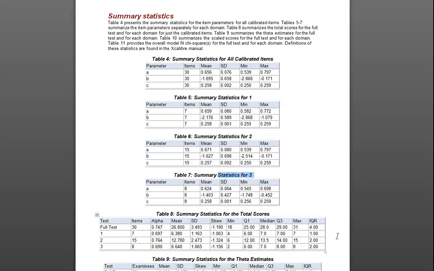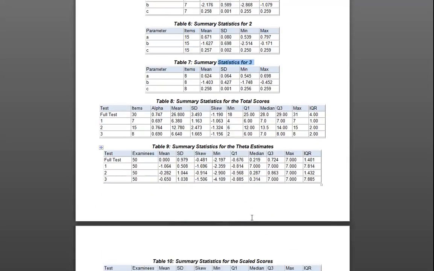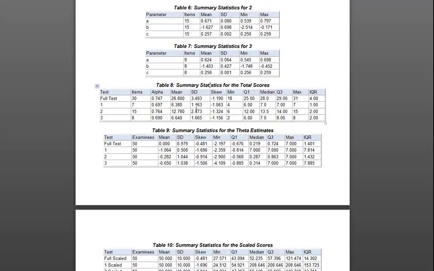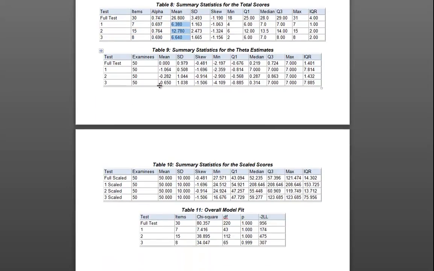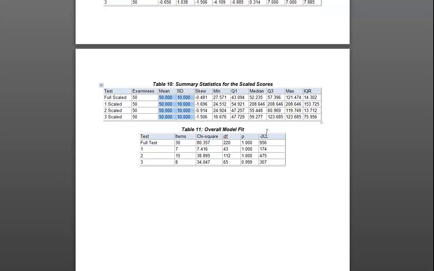If you recall, this test had 3 domains. And then it provides some classical based statistics for the total score as well as each of these domains, such as the alpha reliability and the mean raw scores. It provides some summary statistics for the same pieces in terms of IRT theta estimates. And for scaled scores, you can see that we converted the theta estimates into having a scaled score mean of 50 and a standard deviation of 10.